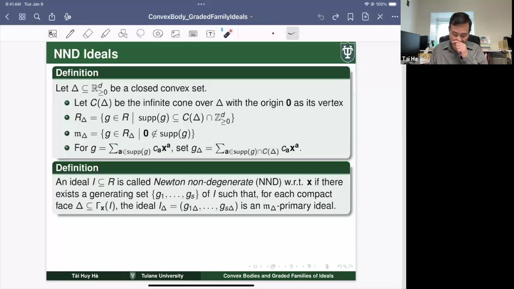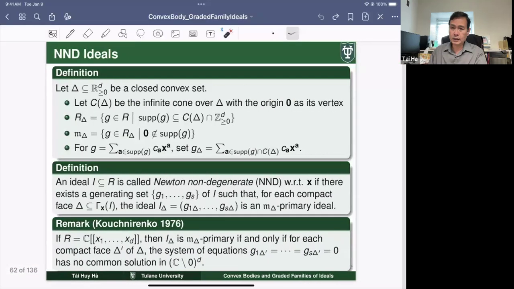Okay. So why is this called Newton non-degenerate? Well, in the analytical context, if R is the ring of formal power series, then these conditions for being Newton non-degenerate, or at least these conditions on a compact face delta, are equivalent to the fact that if you take any compact subface delta prime of delta and look at the restriction of these elements on this delta prime, and look at the system of equations where these restrictions are equal to 0, it has no common solution in C minus 0 to the D. So that's why over the compact faces of the Newton polyhedron, this system is non-degenerate.